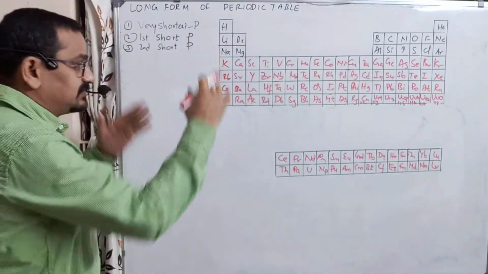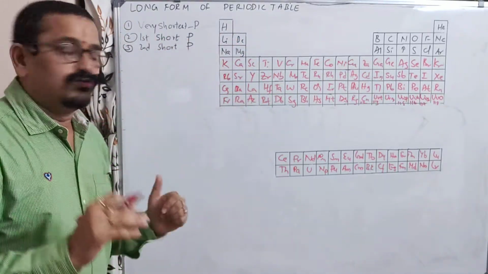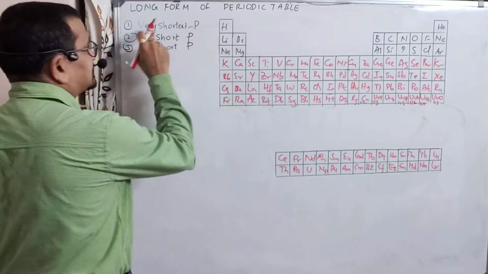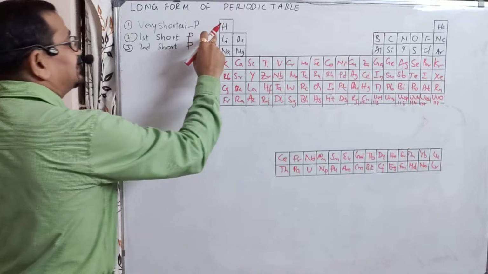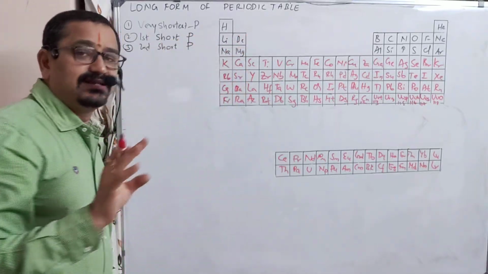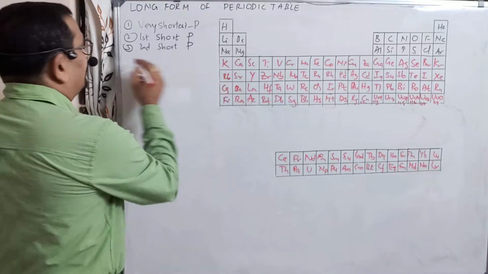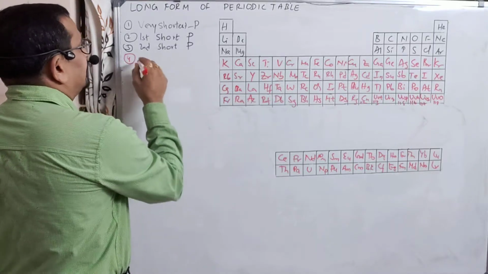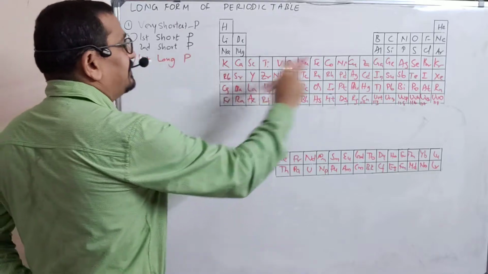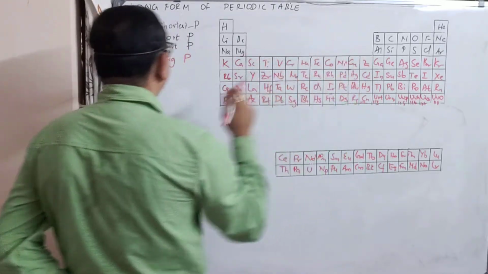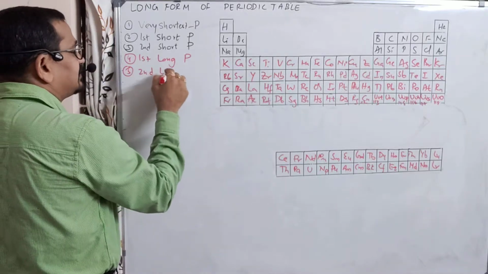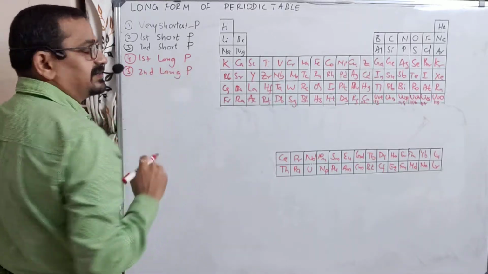Well, let's come to the description of the long form of the periodic table. The first period contains only two elements and is called the very shortest period. Second and third are called the first short and second short periods because they contain 8 elements each. And the fourth period is called the first long period because it contains 8 plus 10, 18 elements. Even the fifth one also contains 18 elements only. That's why it is called the second long period.